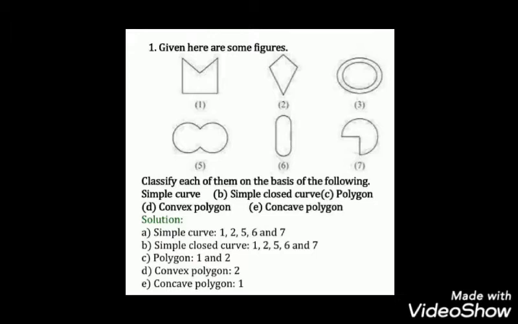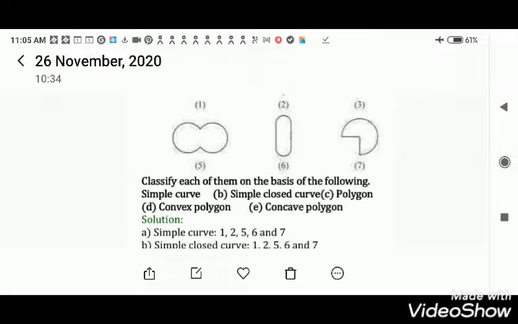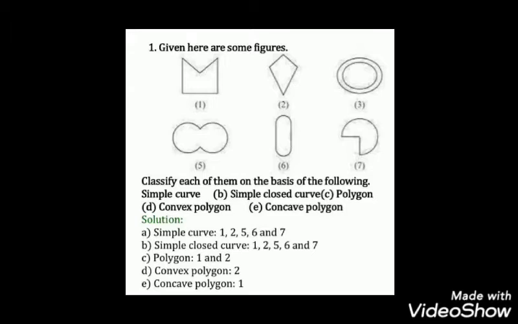Convex polygon which one? Convex polygon is second one. You can observe there all the interior angles are less than 180 degree. So that is a convex polygon. Second figure is a convex polygon. Concave polygon which one children? First one is a concave polygon. Only 1 and 2 are polygons. So between them, convex polygon is the second one. First one is a concave polygon. Understood, no? So in this way we can categorize.